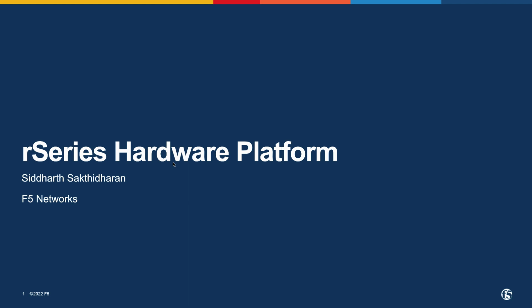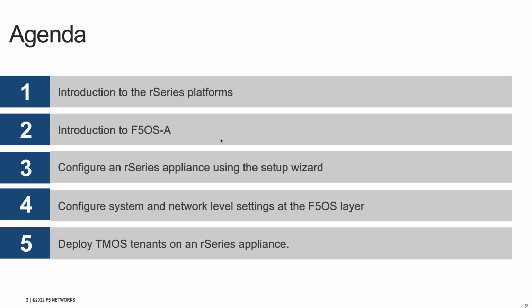Welcome to the second video in the series introducing rSeries, F5's next generation appliance-based hardware platform. To recap, in the first video, we were able to introduce the rSeries platforms and the F5OS software that runs on the rSeries platforms. We were also able to use the appliance setup wizard to set management IPv4 addresses, DNS, and NTP settings on our rSeries appliance. The management IP address can now be used to access the rSeries appliance via CLI, API, and UI.